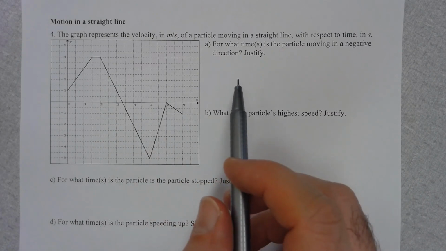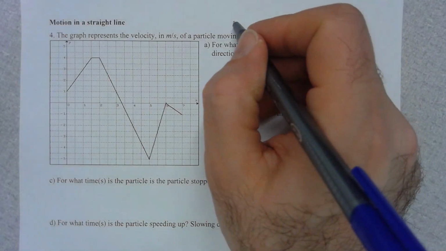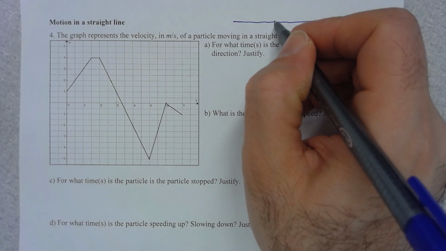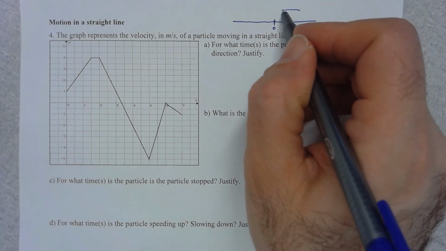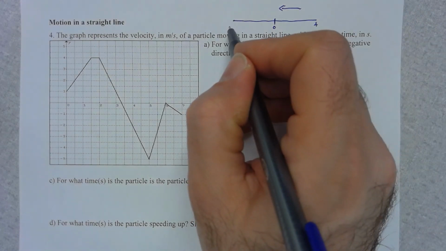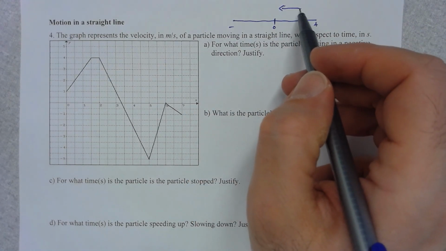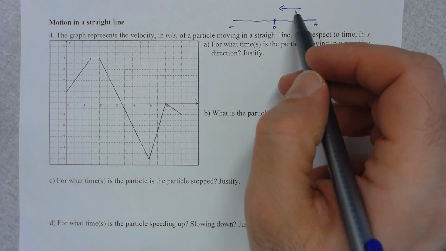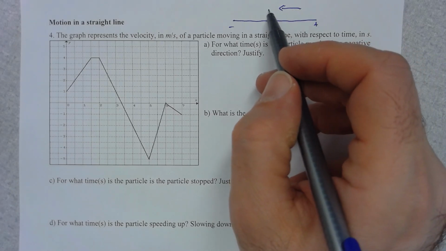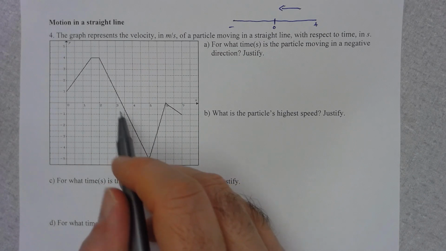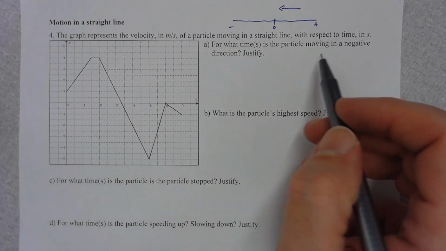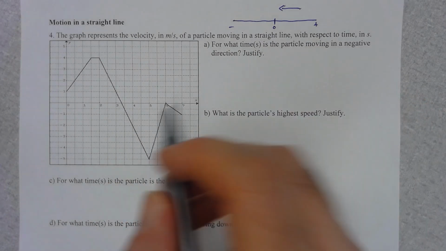This is where we remember what we determined. If you're moving in a negative direction, so let's say this is our straight line and this is our origin, with this side positive and this side negative, it means that the rate of change of the position needs to be negative. In other words, the velocity needs to be negative. So anywhere on this graph where the velocity, which is the function given, is negative will satisfy the condition. Let's see where it's negative.